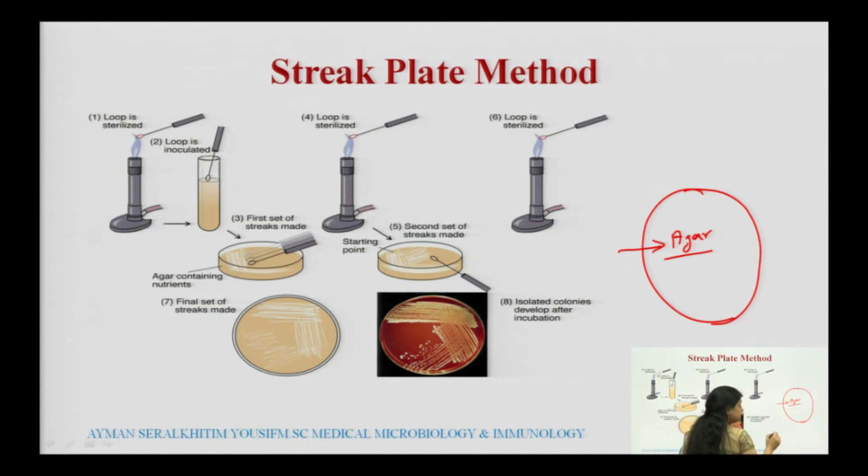When we keep that Petri plate at room temperature, that media will get solidified. In this way, when we try to isolate, we have to take the mixed culture. First, we must have a Petri plate containing solid media. Second, we must have the culture from which we need to isolate the pure samples or pure species.